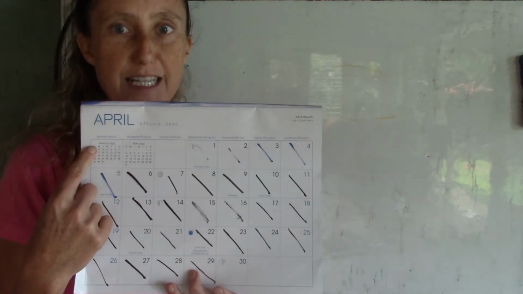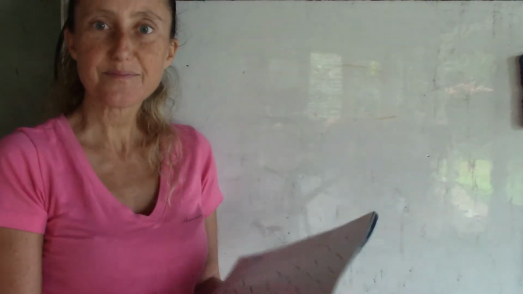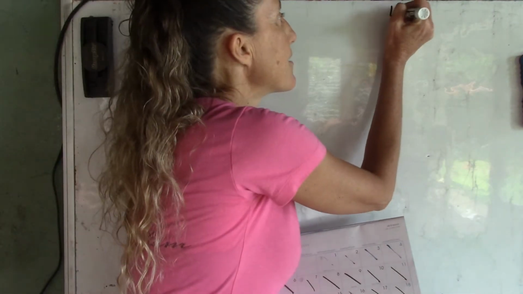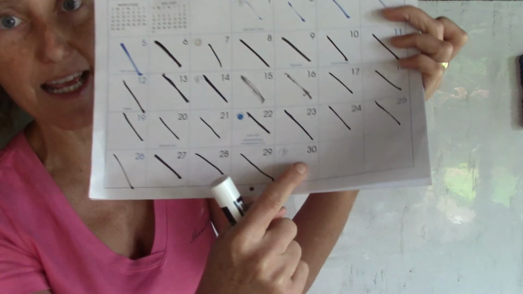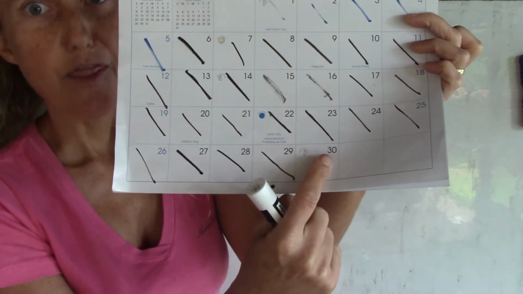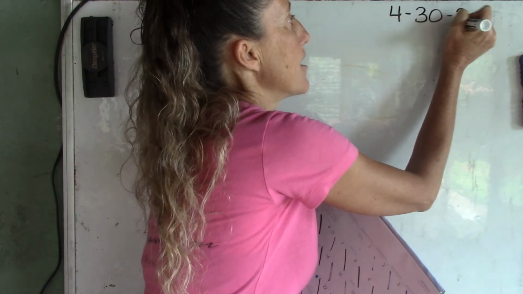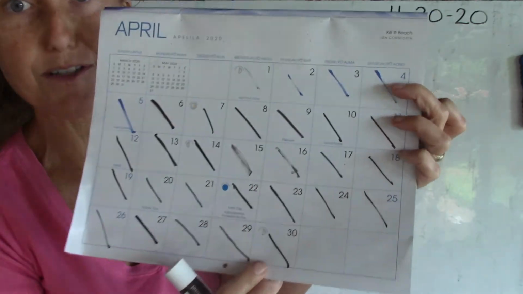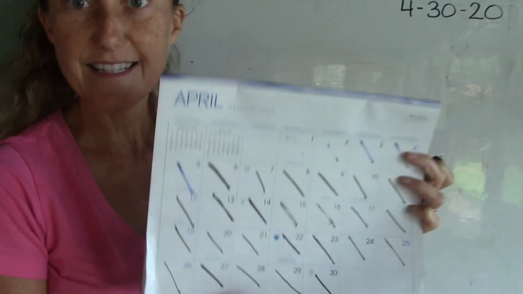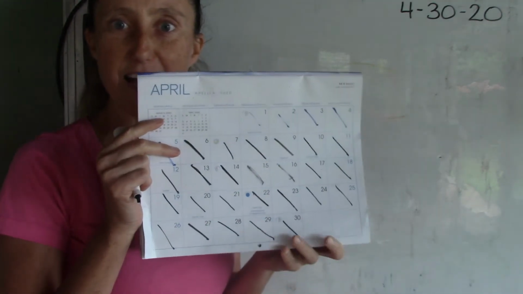What month are we still in? April. And what number month is April? 4. You're right. And do you remember yesterday was April 29, which means today is April 30. And it's still the year 2020. What's special about today? It is the end of the month, right? It's the last day of April.